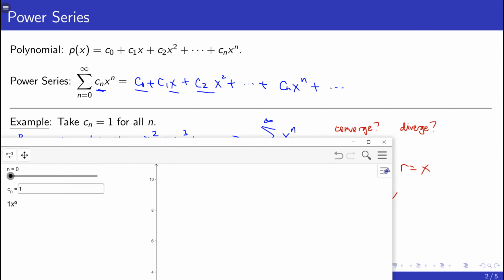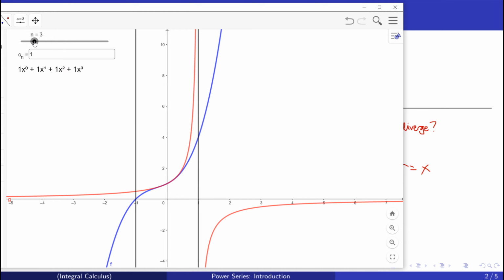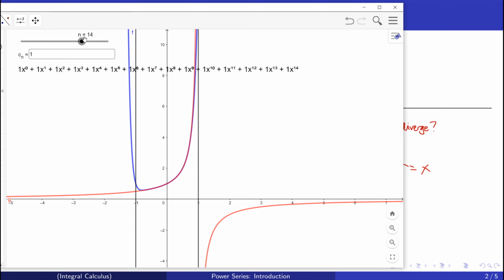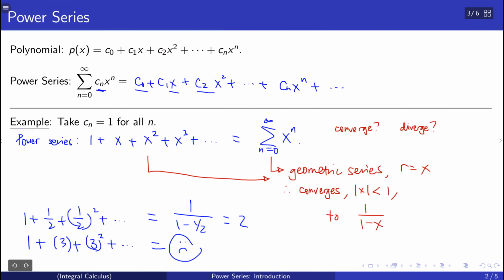So what does the graph of 1 over 1 minus x look like? It looks like this. And you'll see that in between x equals -1 and x equals 1, the power series, the blue curve, approaches the red curve. So it converges to 1 over 1 minus x, the function. And so this is what we're doing here. When we talk about power series, we're concerned with the question, for what values of x does this infinite polynomial give us a finite value?